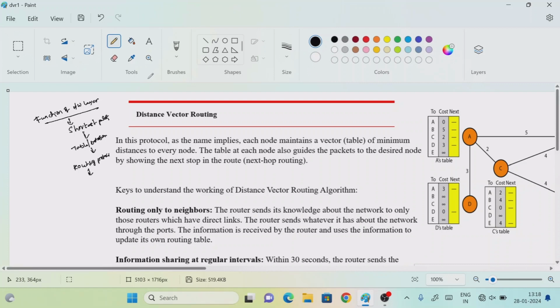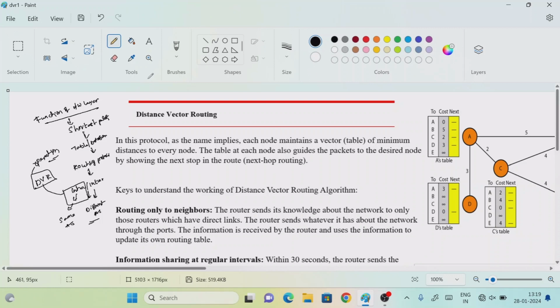Now, for the routing protocol we have two things: one is intra, another one is inter. Intra means within the same autonomous system. Inter means from one autonomous system to another autonomous system, that is called the inter-domain routing protocol. We are going to discuss the DVR protocol, which is based on intra-domain, meaning the same autonomous system. So here we are going to see exactly how the operation of DVR is performed.